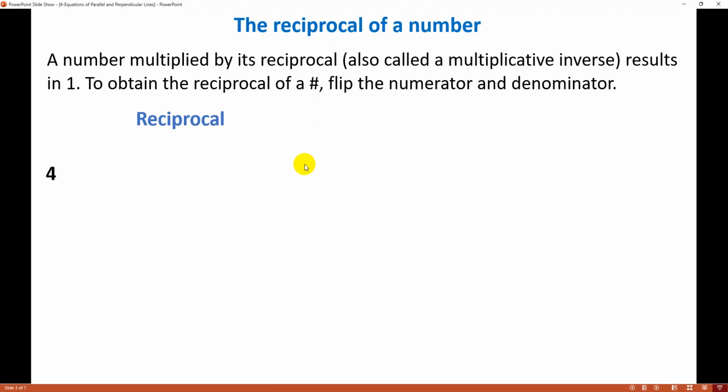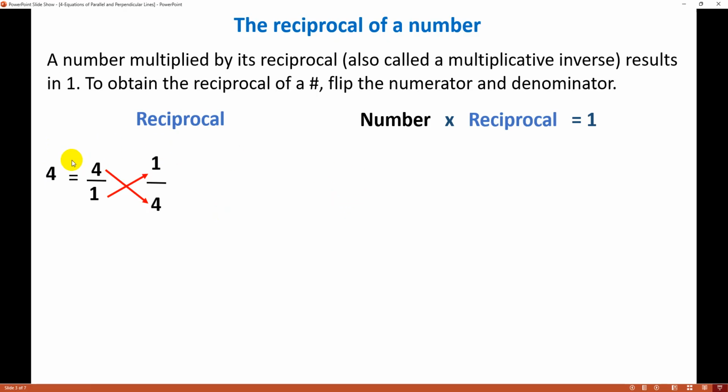Let's start with this number, 4. To be able to flip numerator and denominator, I need to express 4 as a fraction. To do that, we divide 4 by 1, because 4 over 1 is the same as 4, but now it is expressed as a fraction. So now we have a numerator and denominator that we can flip. The numerator 4 goes to the denominator position, and the denominator 1 goes to the numerator position. So 1 over 4 will be the reciprocal of 4.